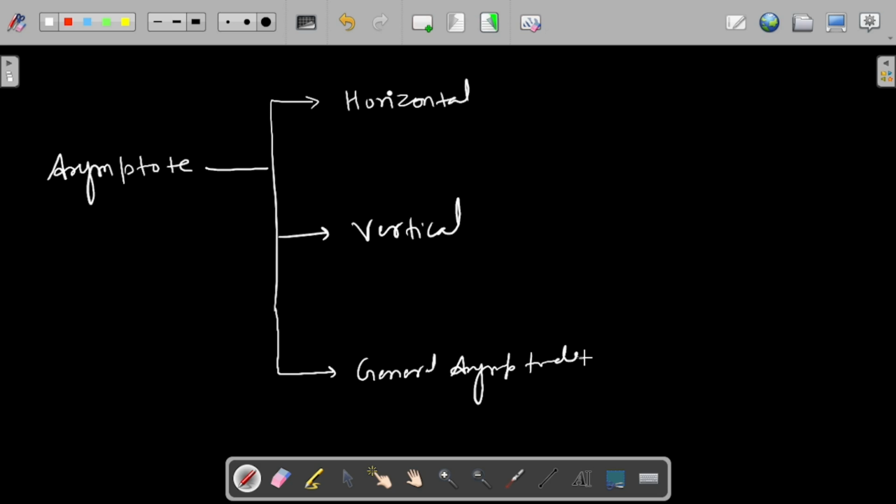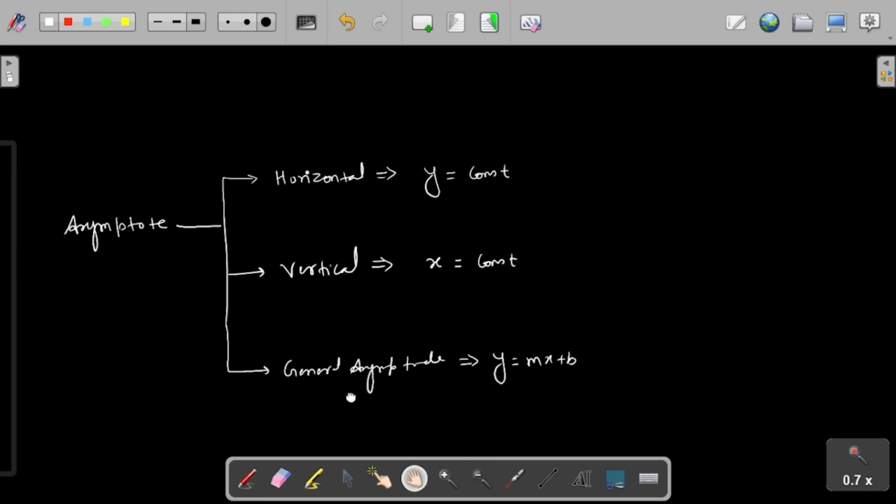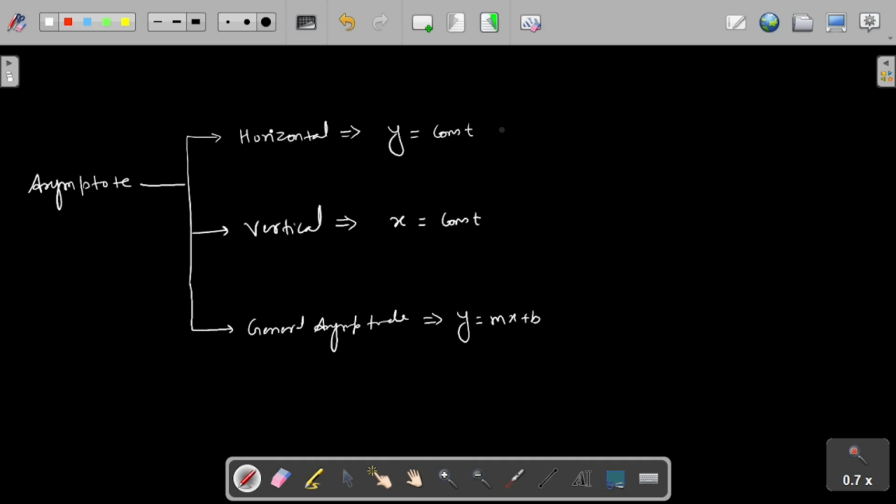What's the equation for a horizontal line? A horizontal asymptote will be a straight line, as the definition says. Its equation should be y equals some constant. A vertical asymptote should have equation x equals some constant, and a general asymptote you can write as y equals mx plus b. Now I will try to summarize first, then we will see some examples, then some questions from previous year examinations.